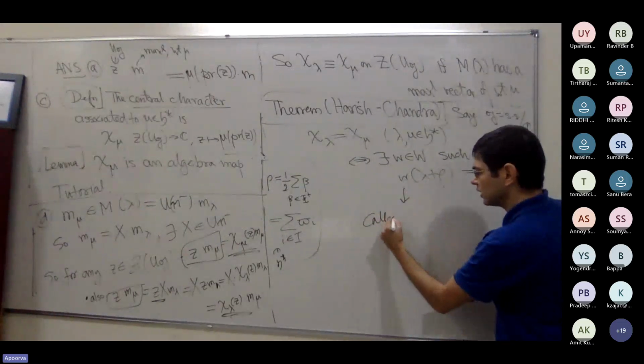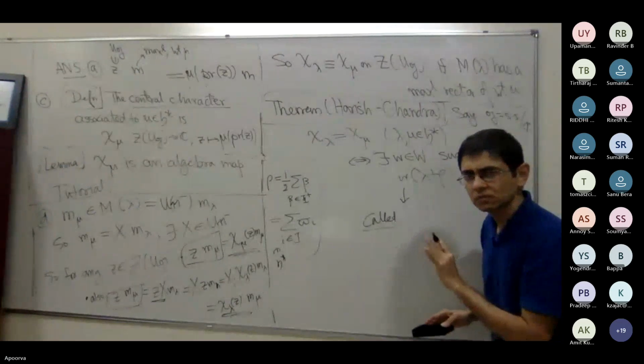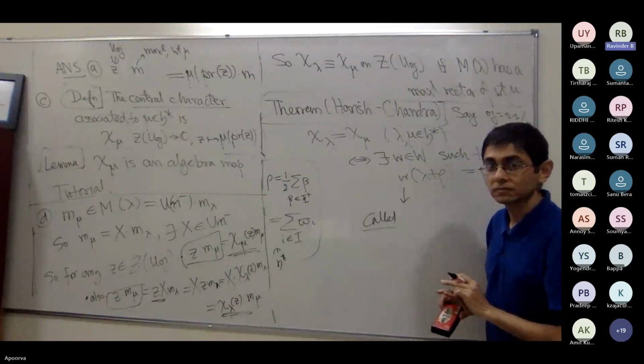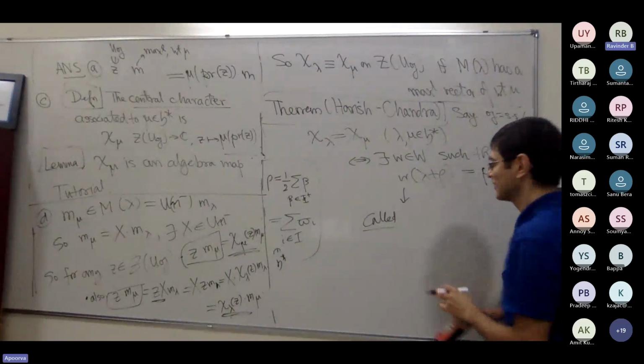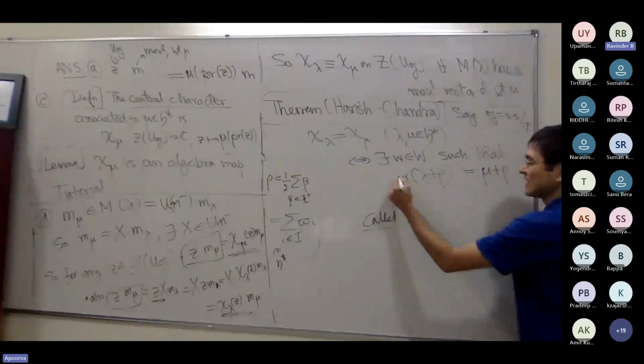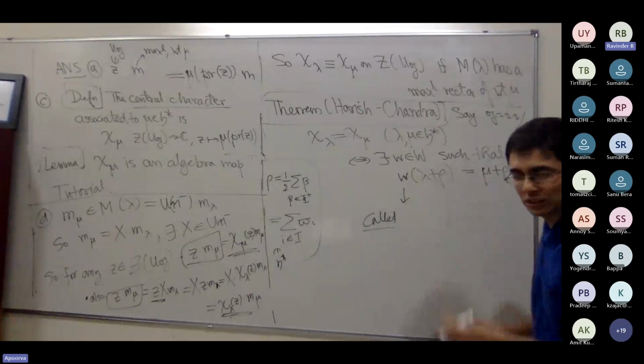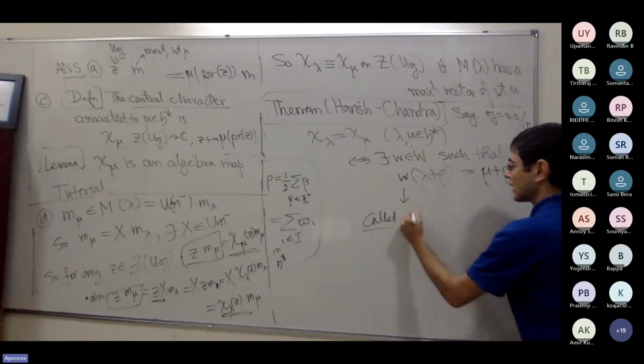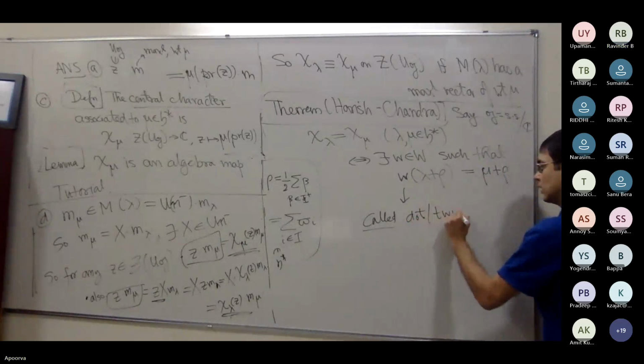And did you define it, Ravindra, this action? Yes, because M of w dot lambda is contained in M lambda. Yes, I proved it. Yeah, I saw the notes. Okay, good. So it is called the dot action or the twisted action.